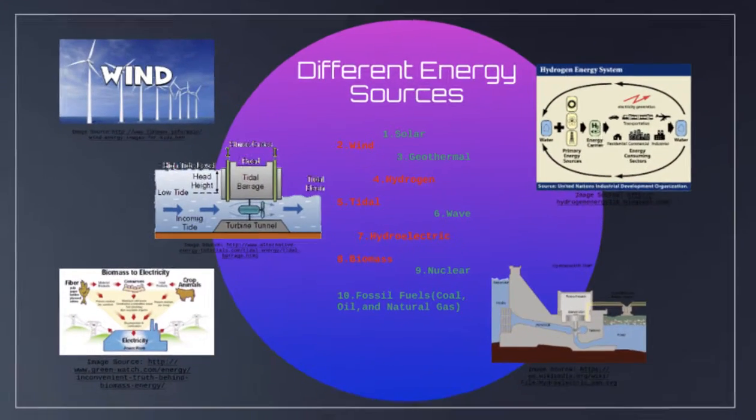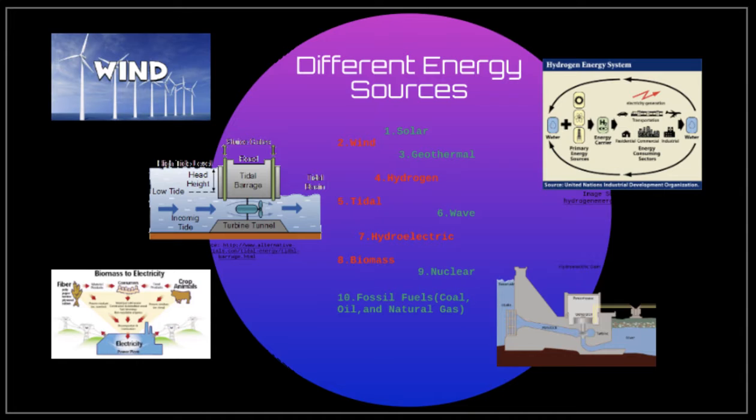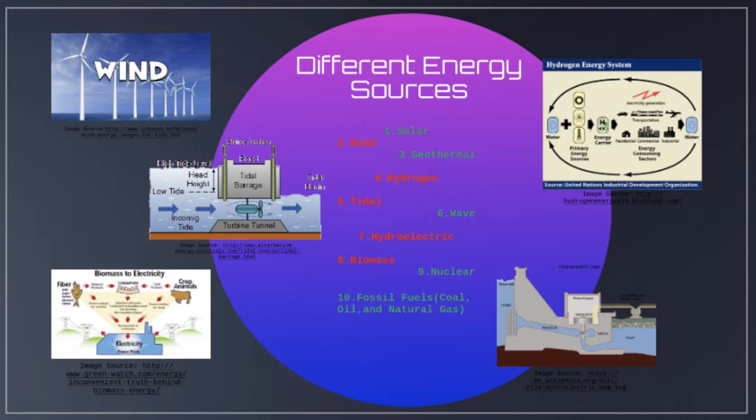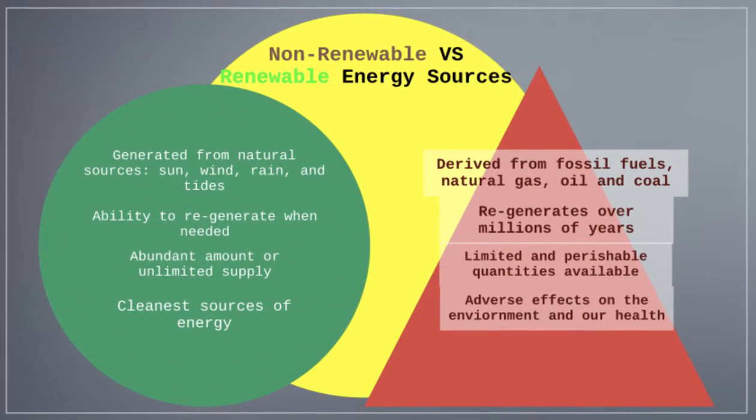Here we have 10 examples of different energy sources: solar, wind, geothermal, hydrogen, tidal, wave, hydroelectric, biomass, nuclear, and fossil fuels. Energy sources are broken down into two categories: non-renewable and renewable. Renewable energy sources are able to regenerate when needed, have an unlimited supply, and are the cleanest in terms of pollution. Non-renewable take long periods to regenerate, have limited quantities, and produce adverse effects on the environment and health.